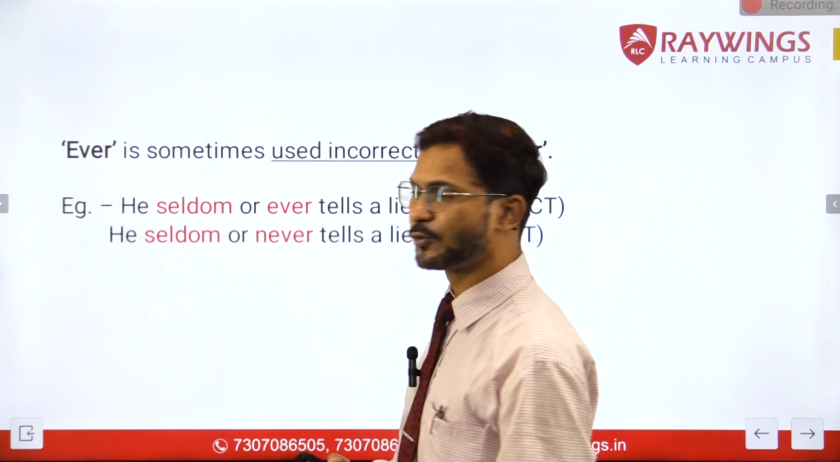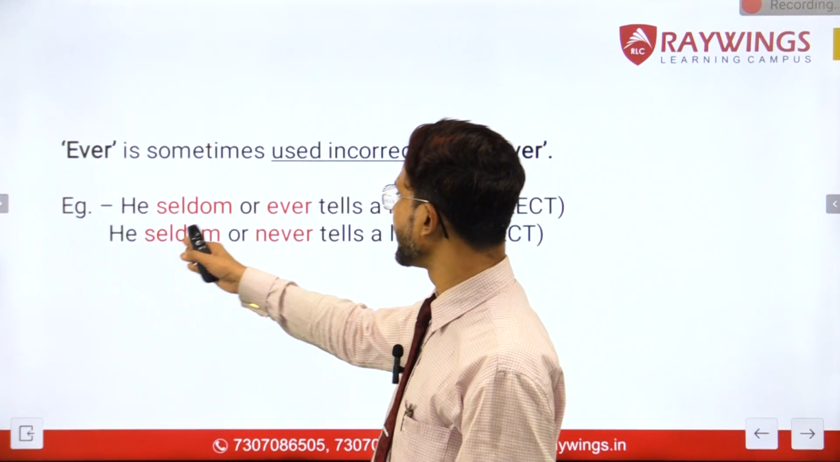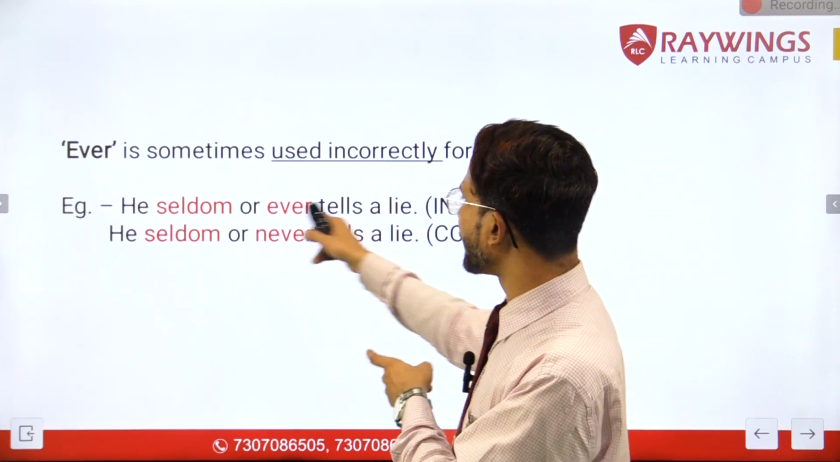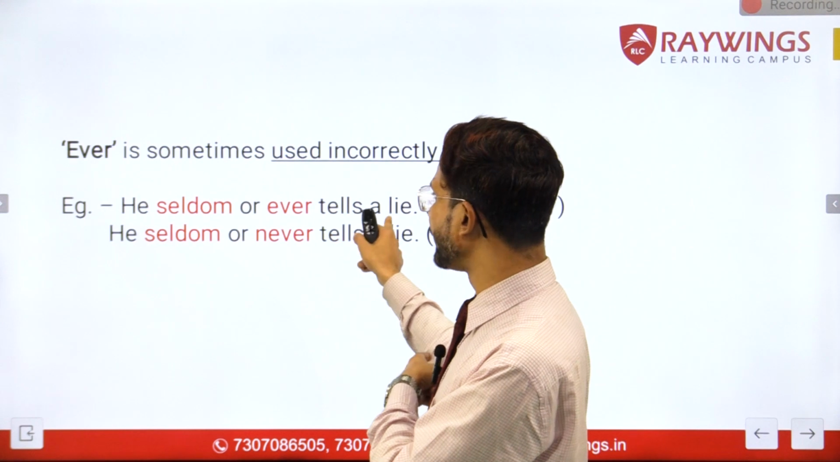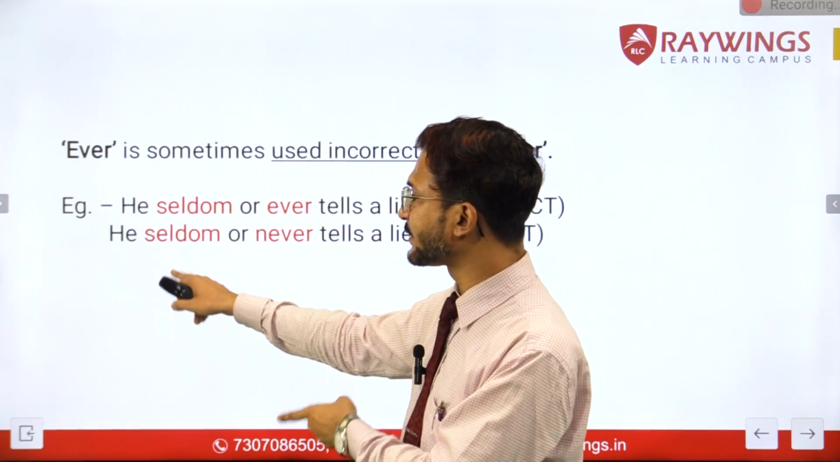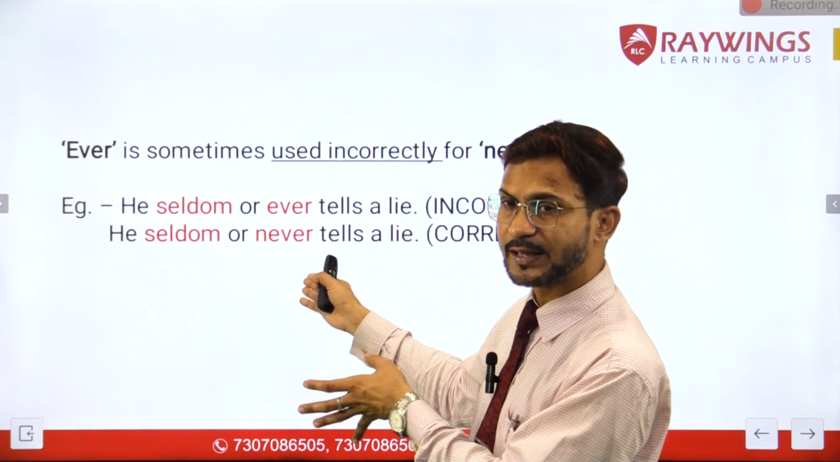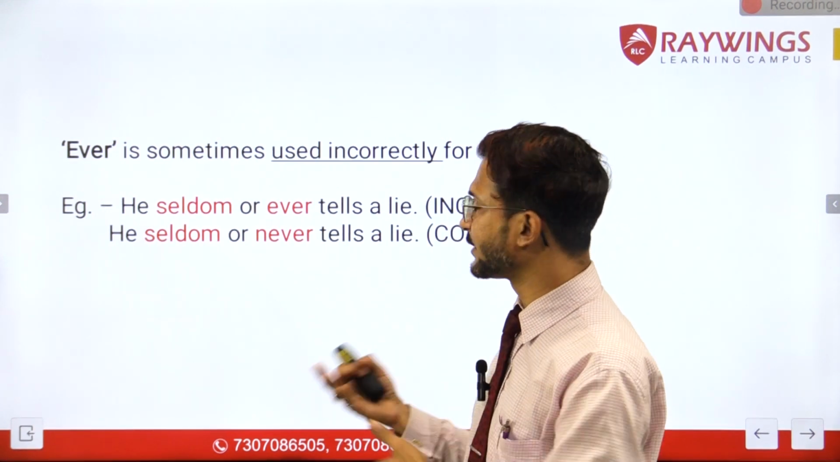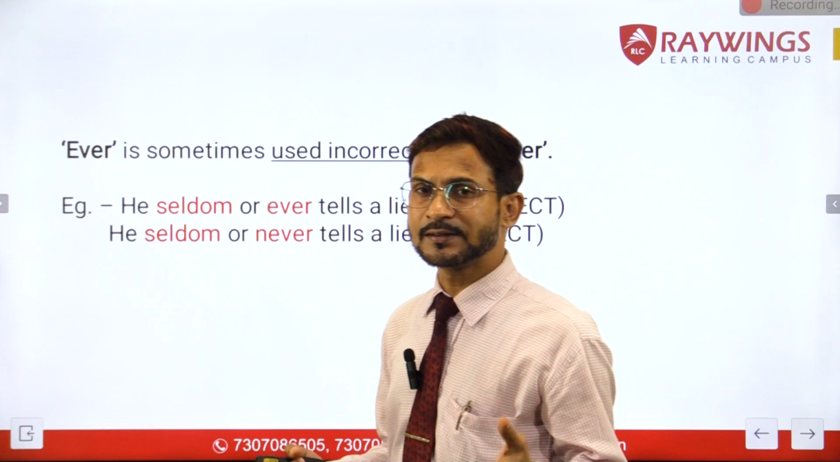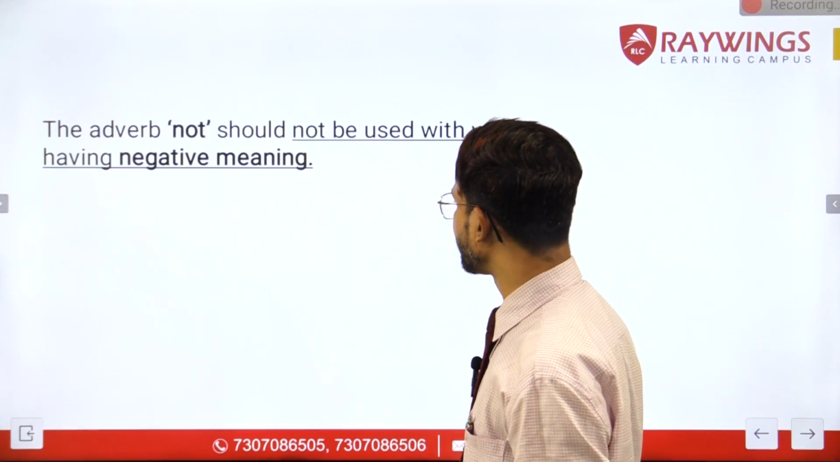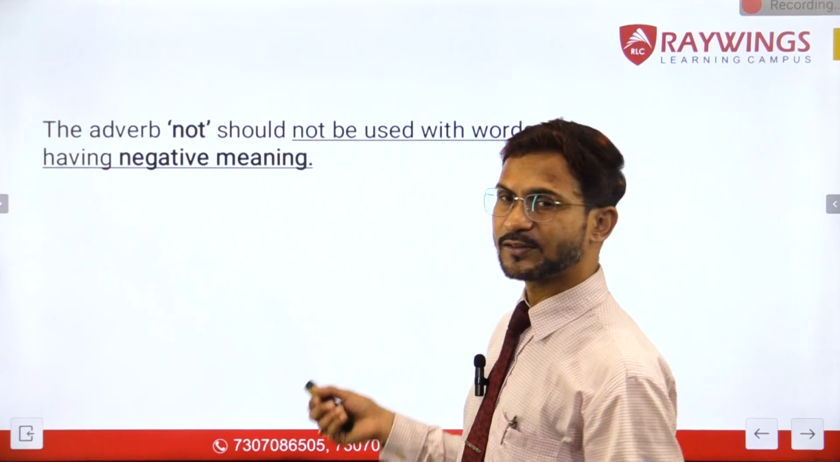So let us have a look at these ways. The first way is we can say that he seldom or never tells a lie. I won't say that he seldom or ever tells a lie. I'll always say he seldom or never tells a lie. This is correct, and this means that this person doesn't ever tell a lie. All right, moving to the next concept.